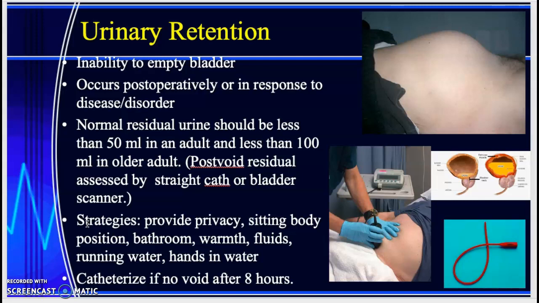If the patient still can't go, then it's very common to catheterize them with a straight cath if they haven't voided for 8 hours.